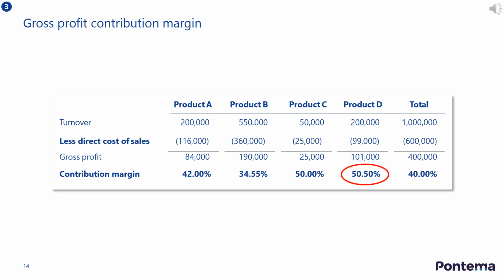For example, in the table on the slide, product D has the highest contribution margin, which might suggest that the organization should give priority to this product. However, this should only be the starting point for decision-making. There may be strategic or commercial reasons why other products should take priority.